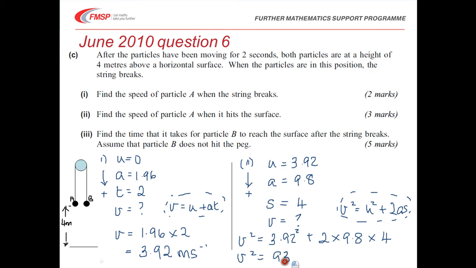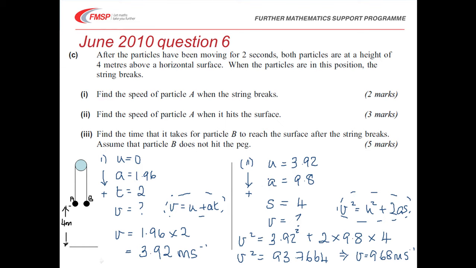93.76 and a bit more, and it's always better just to keep these numbers in your calculator. So that implies, if we take the square root, that v is equal to 9.68 meters per second. And again, I've given the answer there to 3 significant figures. So that is the speed of the particle when A hits the surface. The important thing to realise is once the string breaks, the acceleration will just be due to gravity.